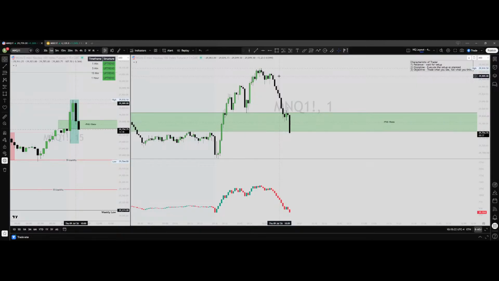And you might have noticed I did not take this trade. I was waiting for a similar kind of setup here. I was waiting for price to take up this high and not take the stop loss for me to enter into this trade, but it did not.